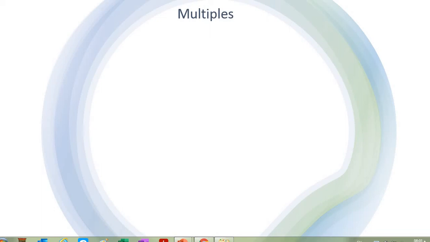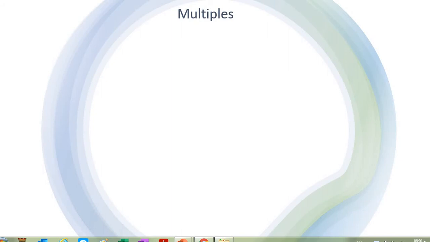Today we're going to talk about multiples. So our new lesson is about multiples. You will find this lesson in your textbook, page number 53. We want to talk about multiples today. What is the multiple of some numbers? We want to focus on some numbers.